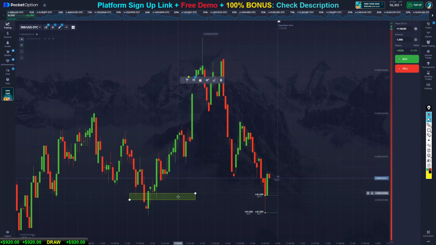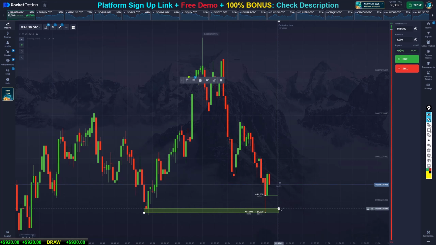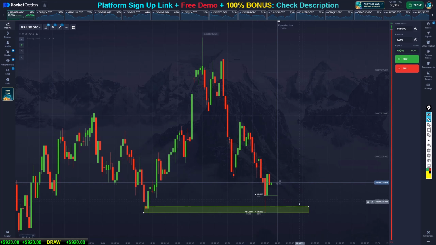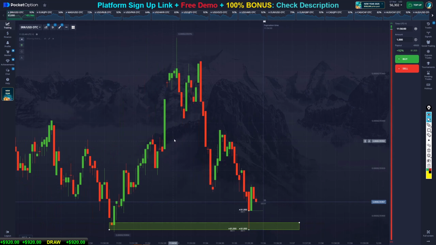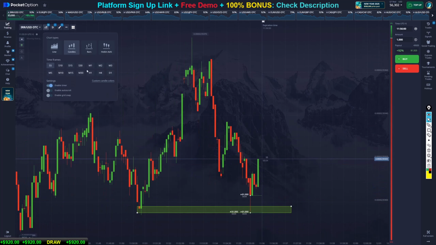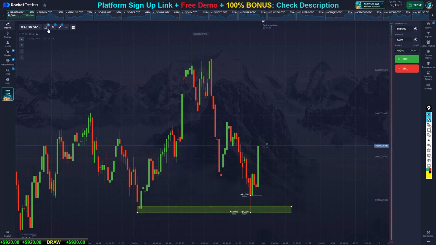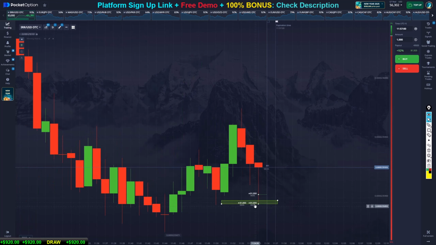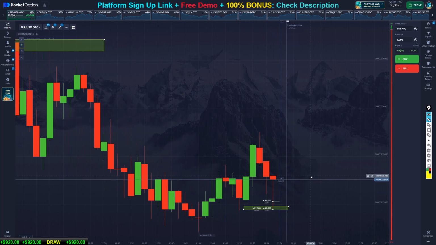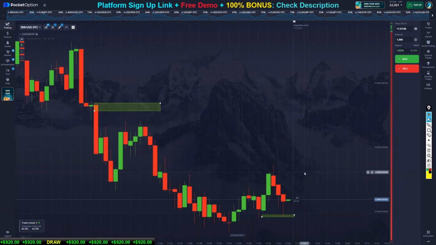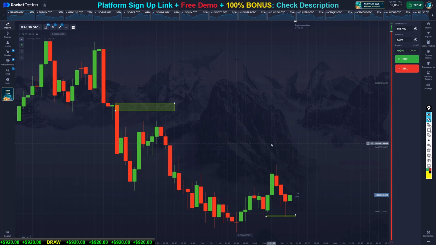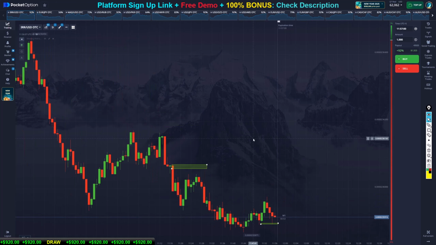Look at this. Man, these two entries are absolutely beautiful. Let's go to 1 minute. Look at these entries, man. Nice. Alright, we finally found the good trades. This is what I mean. If you're not able to find good trades, just take a break and come back later.